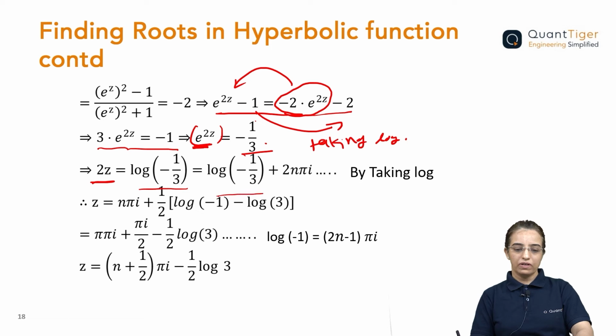So log of -1/3, and that I can write it plus 2n pi i by taking a log. Now simply this is equal to 2z. हमें चाहिए वैल्यू z की, तो ये 2 मुझे नहीं चाहिए. I will just shift it on the right hand side. So ये 2 n pi के साथ डिवाइड हो जाएगा, तो ये 2 कैंसिल हो जाएगा. So सिर्फ n pi i आ जाएगा वहाँ पे, और with this bracket it will be multiplied with 1/2.